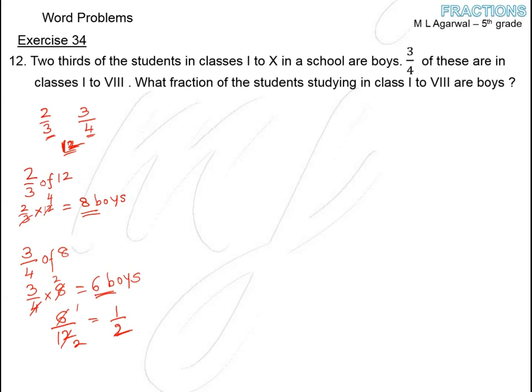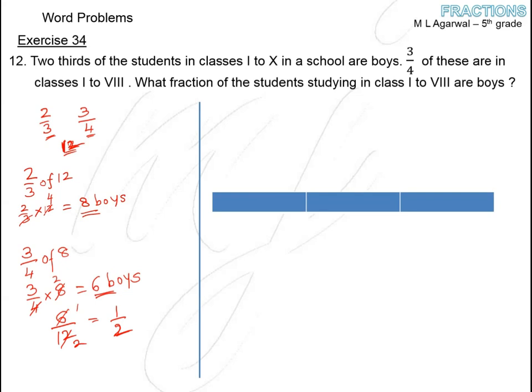Let us try with the help of a block diagram. So I have 2/3 of the students. So 2/3 of the students from 1 to 10 are boys. So I can say 2/3, 1 and 2. 2/3 of the students are boys. Okay. Now 3/4 of these means whatever we have shaded. So we will take this down, this out of this. Whatever is this, 3/4 of this.